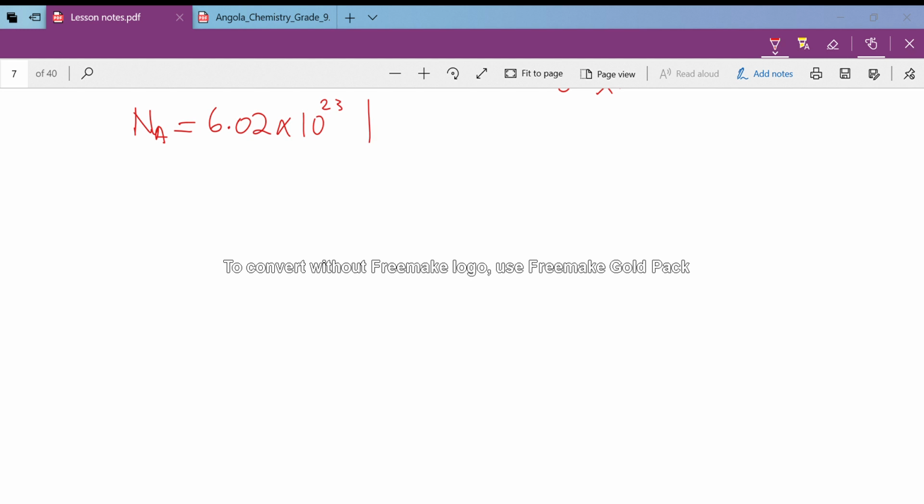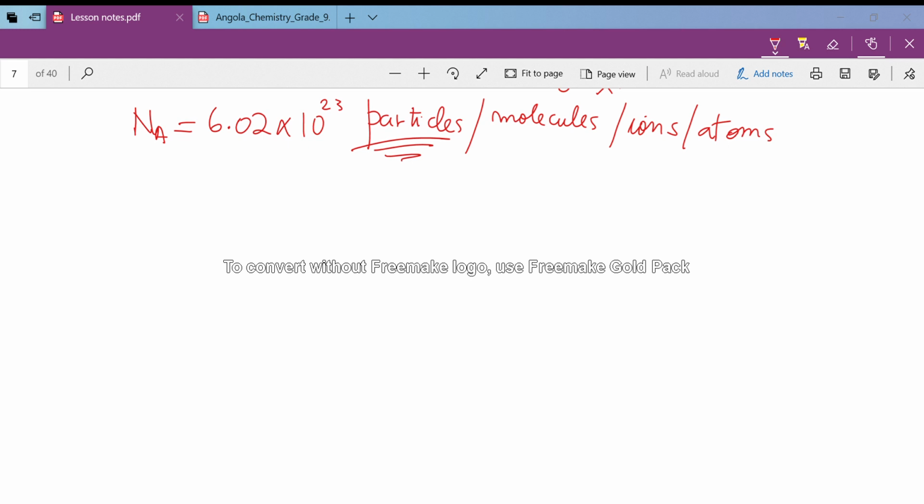The unit could be particles, could be molecules, could be ions, could be atoms. Could be any of these. It could be particles, molecules, ions, atoms. Since particles is the most general term, if you are not clear, then you can just say particles.